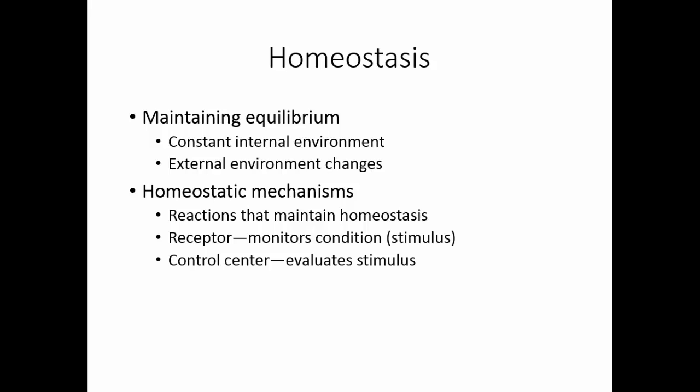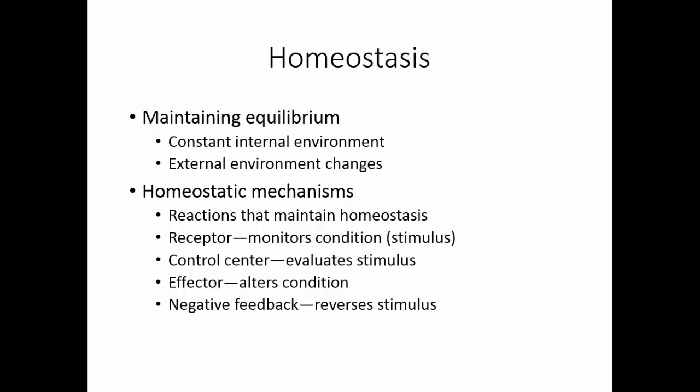But if the stimulus is abnormal, the control center will then speak to an effector. An effector is something that can alter the condition. It can make a high blood sugar go down. It can make cool body temperature go up. Whatever needs to be changed, the effector causes the alteration.